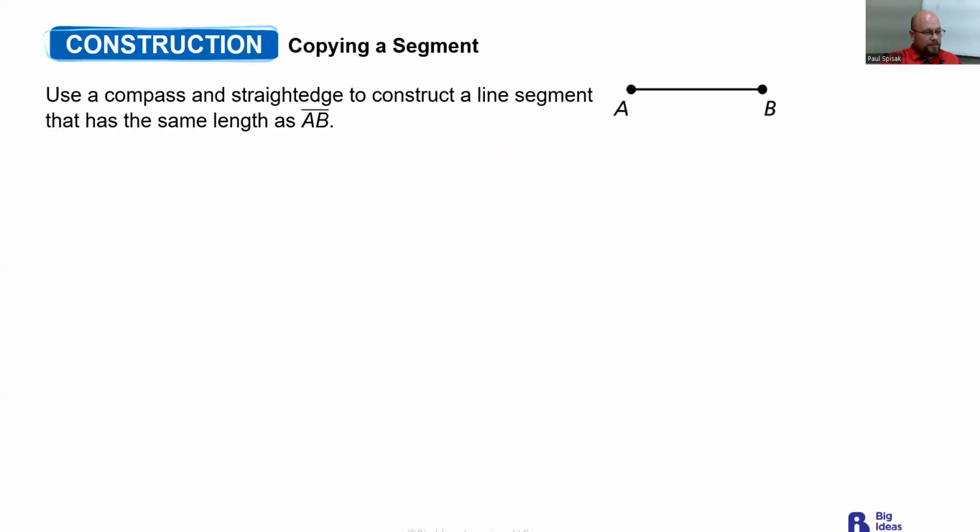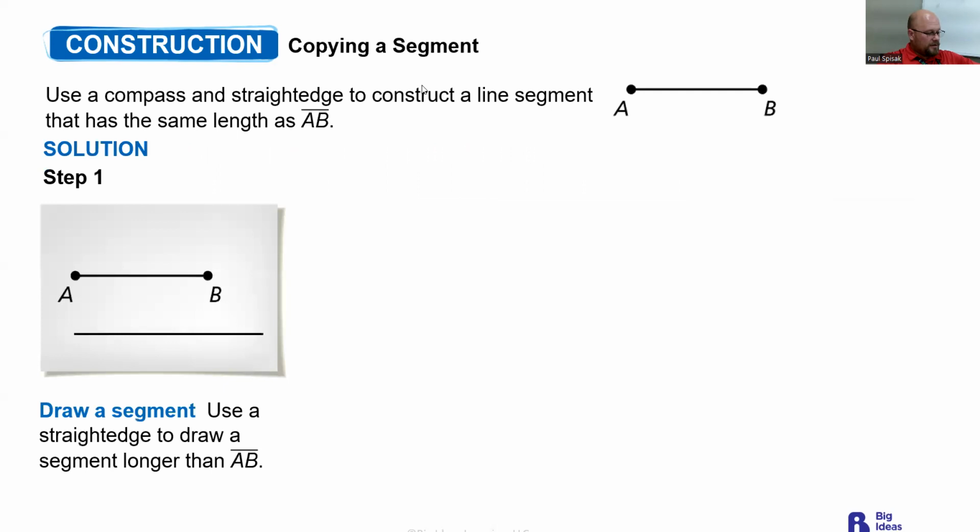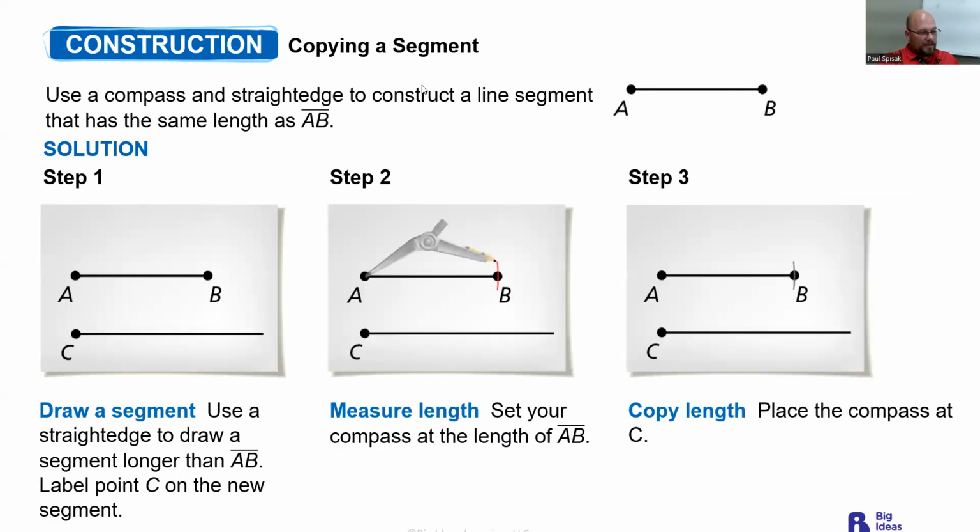So again, a construction. These are the steps for the construction. I'm going to put them all up on the board here, and then we can talk about them. All right, so with our construction, we're using a compass and a straight edge to construct that line segment AB. We have our original segment AB. We're going to take it and copy it onto a new line segment.